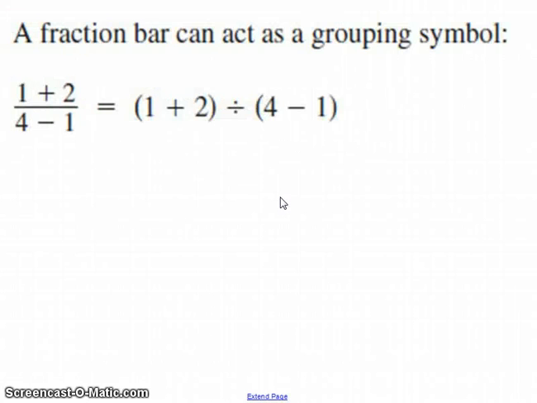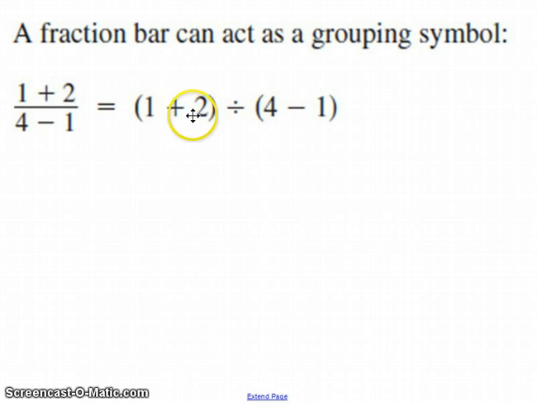Now I said I was going to tell you about some other kinds of grouping symbols. Well, one type of grouping symbol is a fraction bar. So for example, in this expression right here, 1 plus 2 divided by 4 minus 1, the fraction bar divides the two. You have to do the 1 plus 2 first, and you also have to do the 4 minus 1 before you do any kind of division.